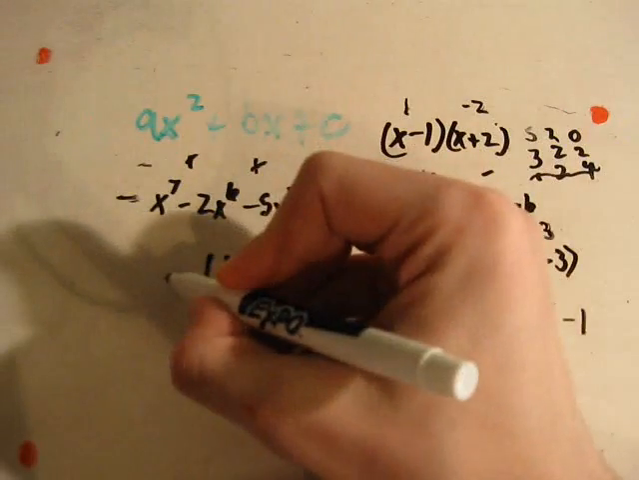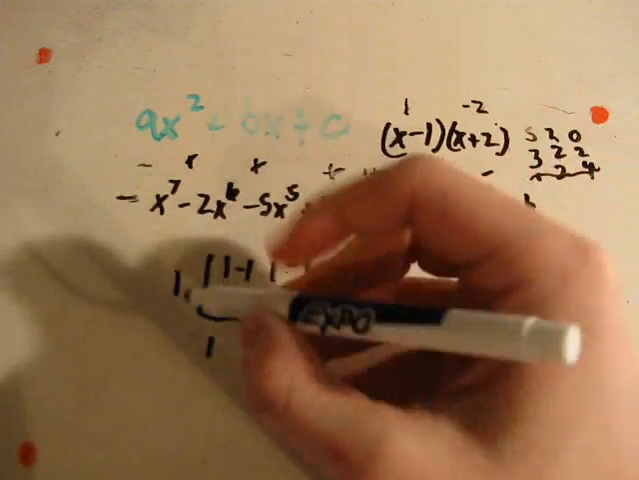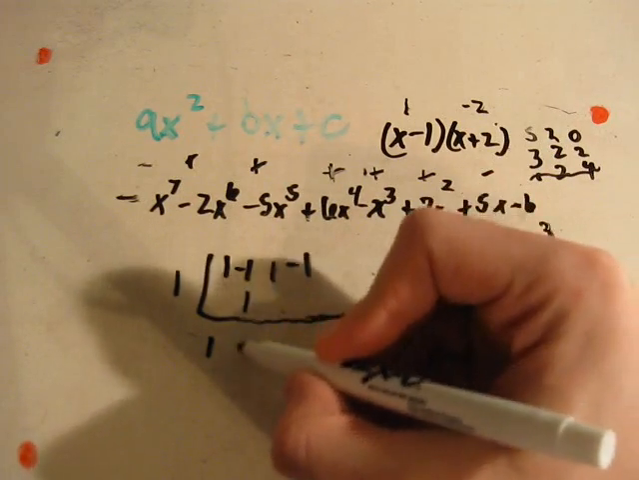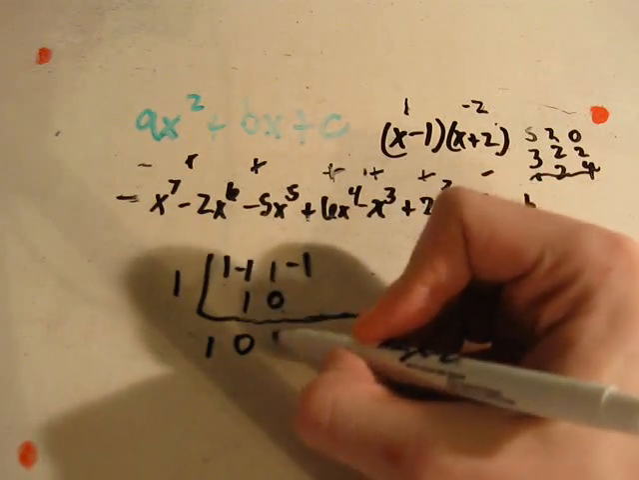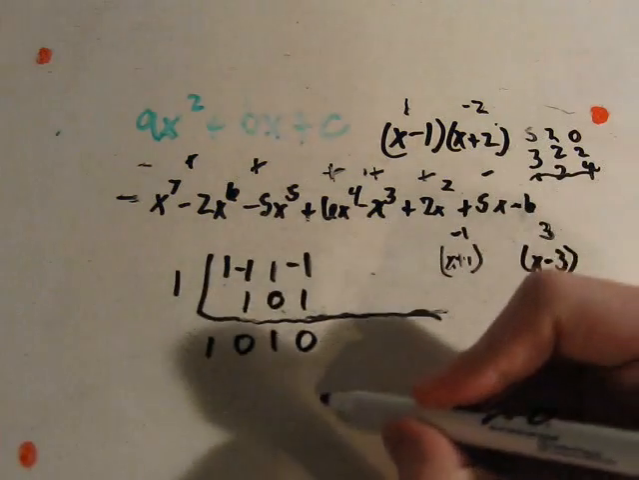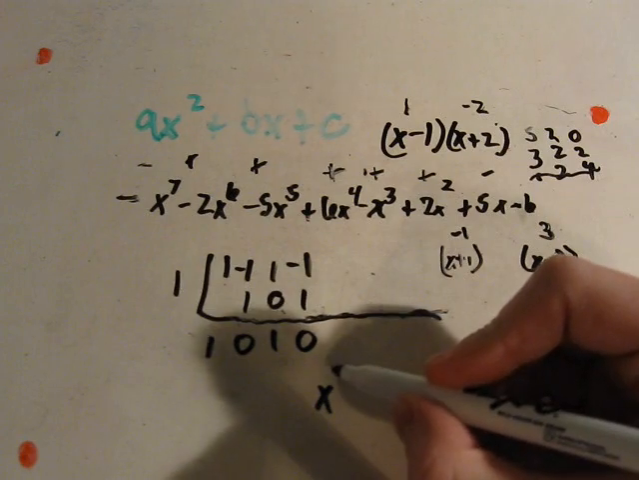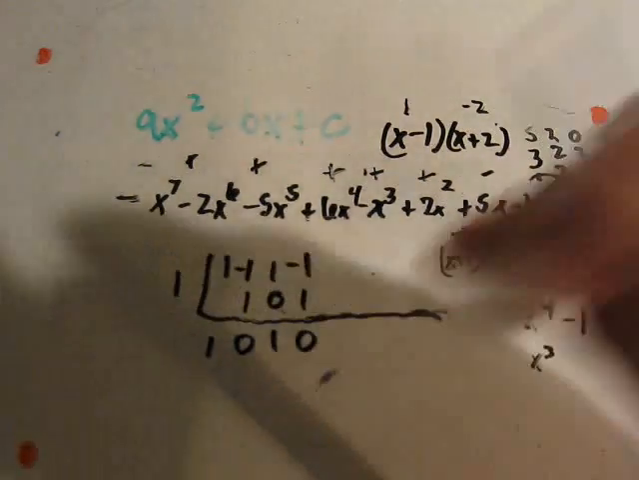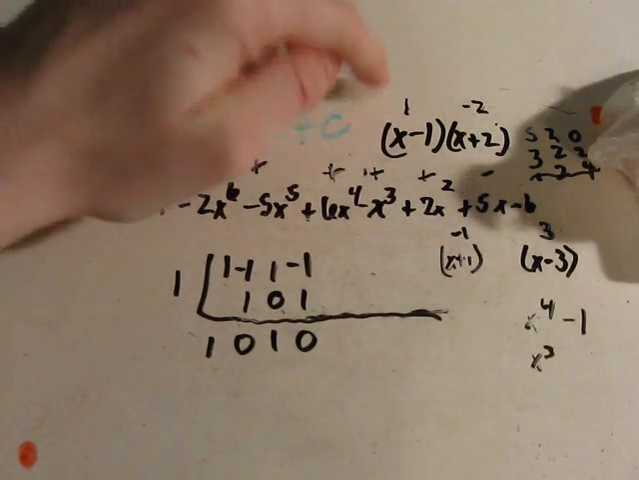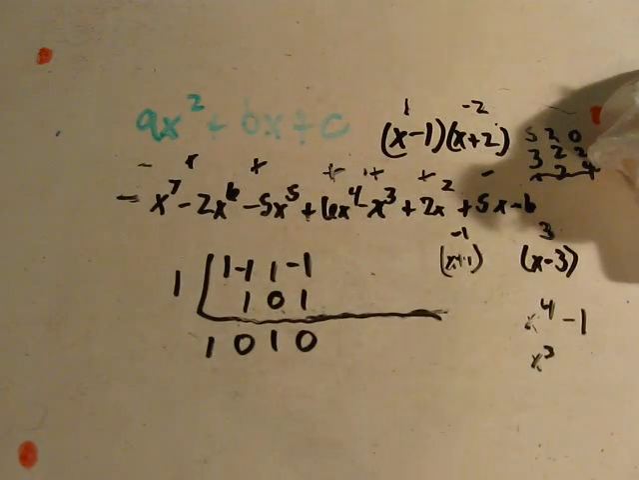Well, looks like 1 will work again. 1 times 1 is 1. 1 minus 1 is 0, 0, 1, 1. Okay. Looks like 1 is still a value, which is exactly the same as that first one right up there. That's multiplicity. That means you've got a certain factor that's being used multiple times.